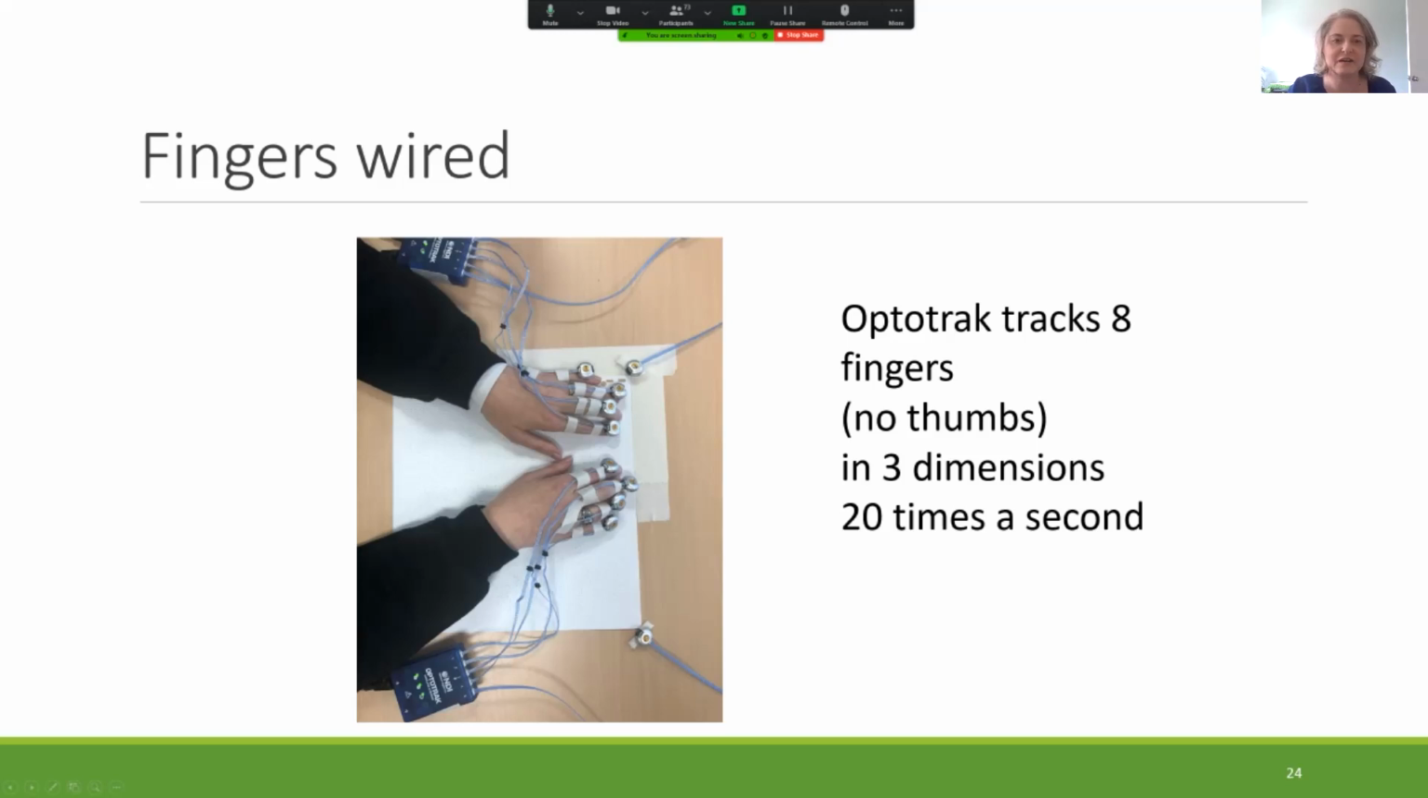fingers. Whereas with the visual analysis, every 6 seconds we coded which pattern we had predominantly seen. With this, we are getting data in 3 dimensions 20 times per second. So we've got a lot more data. So instead of having 1 data point, we've got 180 data points, and we've got them on the X, Y, and Z axis.